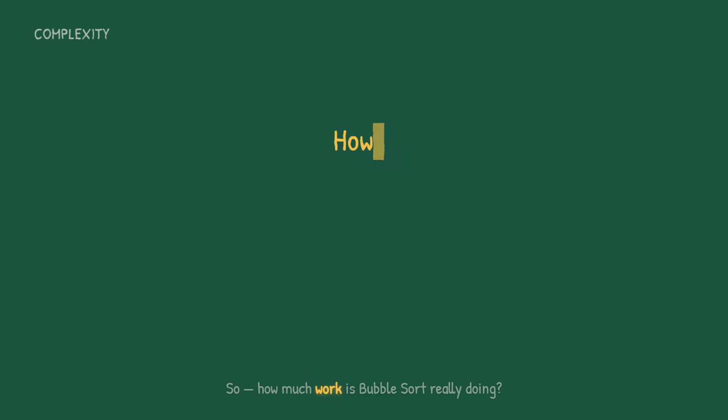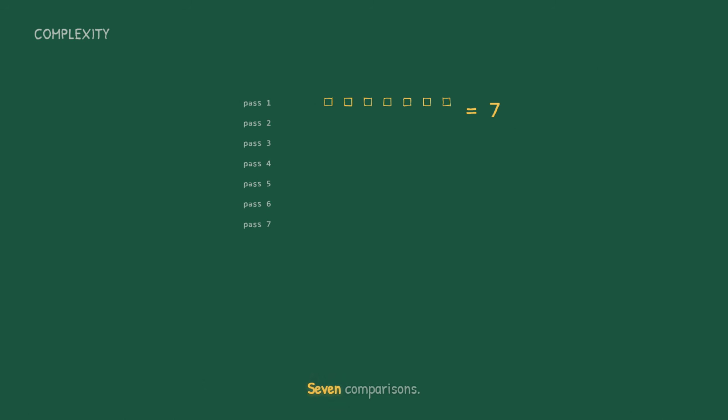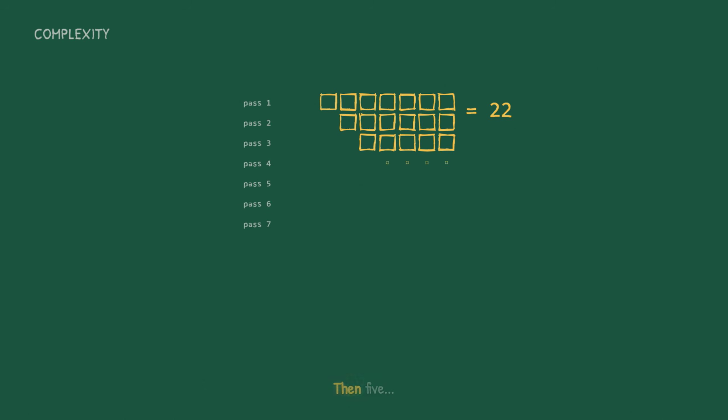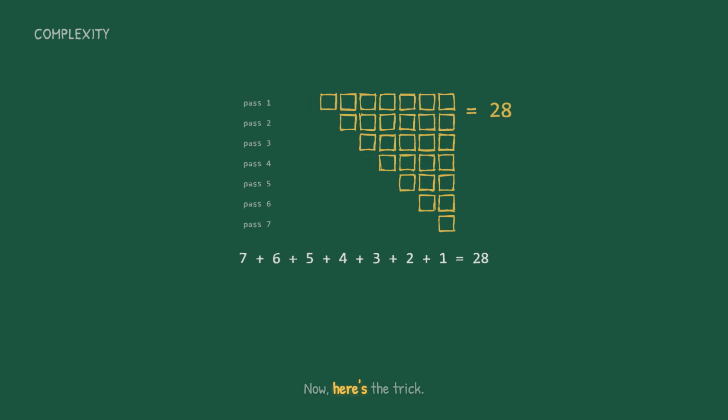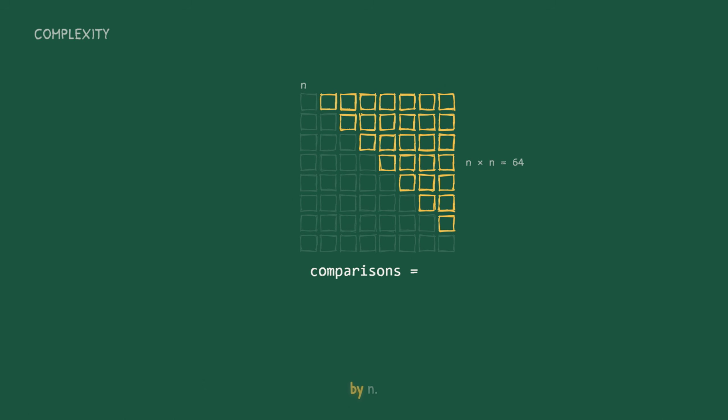So, how much work is bubble sort really doing? Our little list of 8 took 27 comparisons. But what about a big list? Look at the passes. 7 comparisons, then 6, then 5, all the way down to 1. Stack them up, and they make a triangle. Now here's the trick. That triangle is exactly half of a full square, n by n.